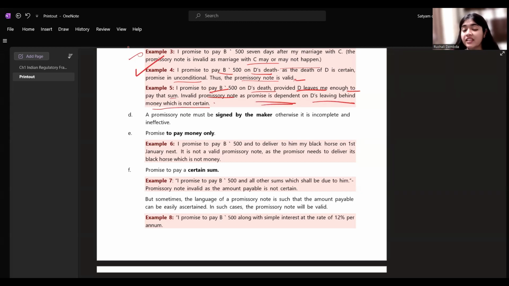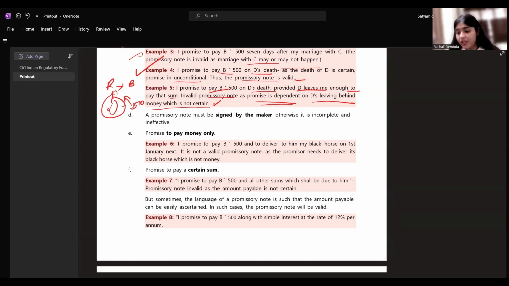Now here what they have done, they have given a certain condition, the happening of an event. See, now I promise to pay B. So R is promising to pay B if D is going to leave 500 rupees in the bank account for R. But this is dependent on whether, when D dies, he is going to give the 500 rupees.